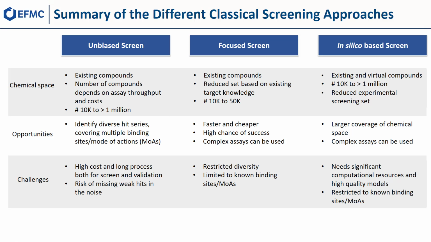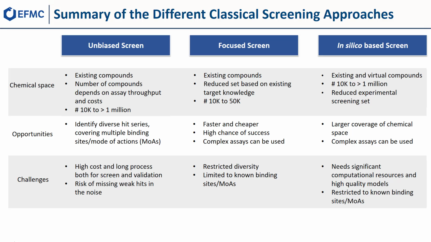Obviously, they all come with opportunities and challenges. For the unbiased screen, the big advantage is that because you're unbiased, because you start with a larger set of compounds, you can identify diverse hit series covering multiple binding sites and modes of action. On the other hand, it usually comes with a high cost, and it's time consuming, both for the screen itself, but also for the validation process. And finally, because there is intrinsic variability in the assay, you have a risk of missing weak hits in the noise.